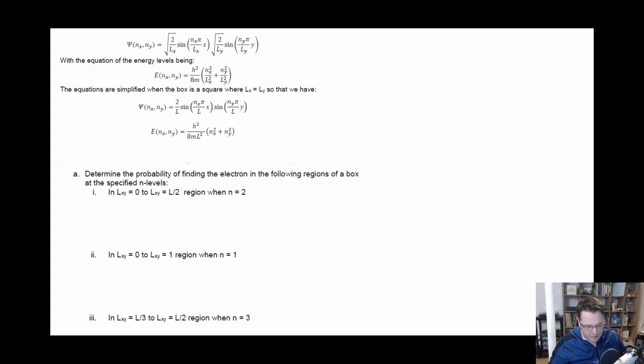So when approaching a 2D particle in a box, you can simply draw a box. When trying to figure out what the particle in a box looks like in these cases, you can draw what the two different n levels should be. The first question here is determining the probability of finding an electron in the following regions. You can do it mathematically: if you know calculus, you can integrate the wave function and set the limits as the different distances.